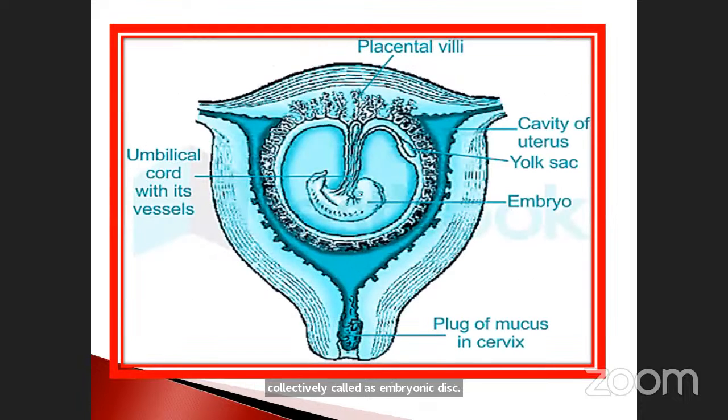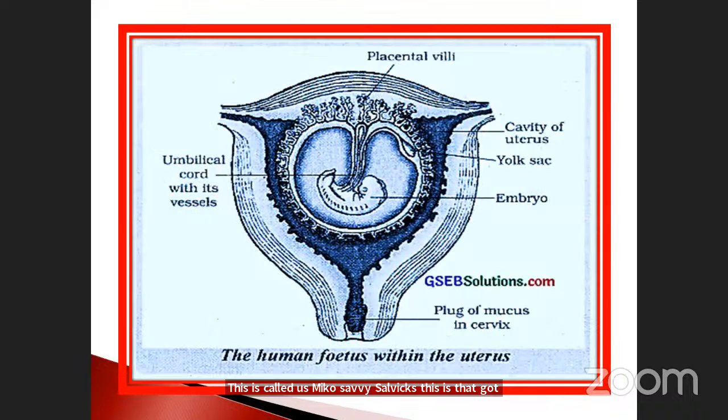See here, the umbilical cord with its vessels. Placental villi. These are the placental villi. This is the endometrium layer, isn't it? This is the endometrium, to absorb the nutrition from the endometrium. Cavity of the uterus. This is the cavity. Yolk sac. This is called the yolk sac. Embryo. The curve-like structure in the center is called the embryo. It is connected with the umbilical cord. This is called the mucus of the cervix. Plug of the mucus in the cervix, we already discussed, isn't it?